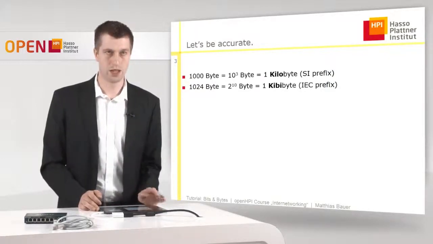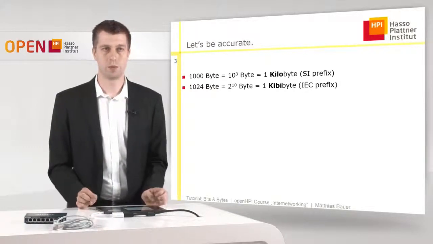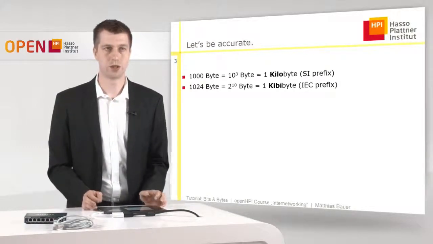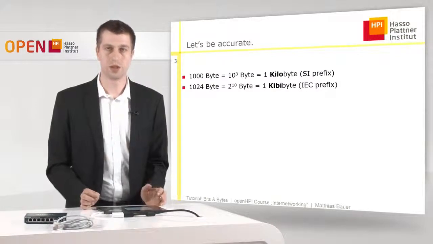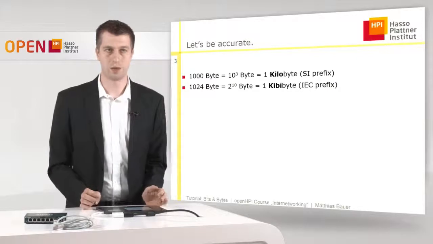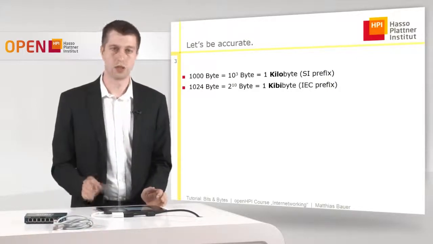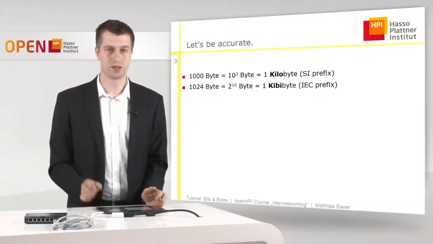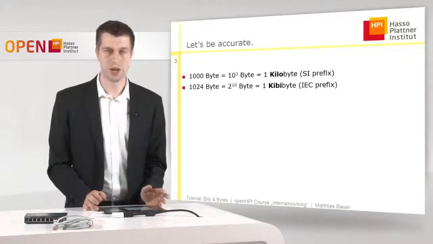This word kibibyte comes from BI, from binary, because 1024 is the same as 2 to the power of 10 bytes. And so this binary prefix is included in the name.